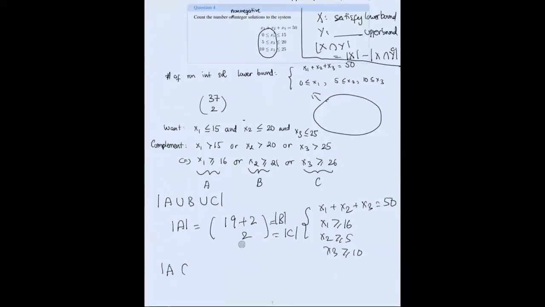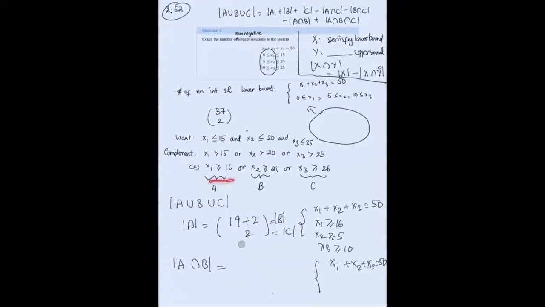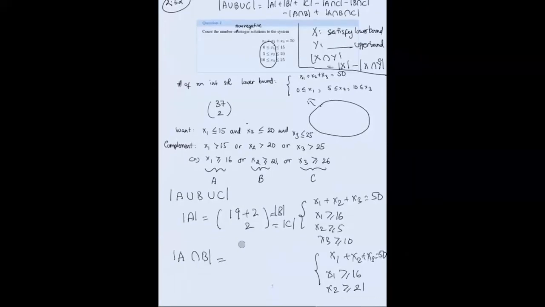Next one, if I want to calculate the cardinality of A intersect B. Sorry, not intersect C yet. I want X1 plus up to X3 equal to 50. I want to satisfy A, which means X1 is at least 16. I want B, which means X2 is at least 21. And for X3, I keep the old lower bound, which is just 10. And you should get 3 plus 2, choose 2.